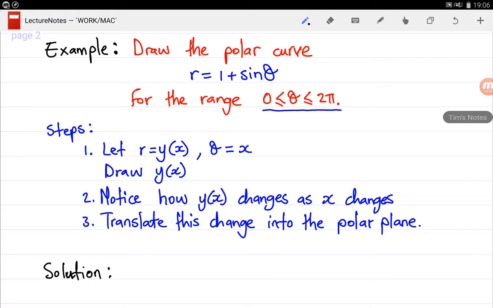So the steps are as follows. First, we let r equal y, where y is a function of x, and then theta equals x, so that we can draw this polar function in the xy plane as y as a function of x. Second, we have to notice how y of x changes as x changes, because this tells us how r changes as theta changes in the polar curve. The third step is to translate this change into the polar plane, and that should be easy enough after we've done step 2, or maybe we'll do steps 2 and 3 roughly interchangeably as we go along. So let's quickly jump into the solution.